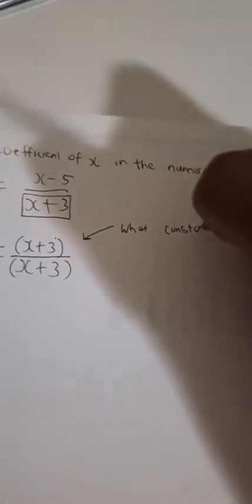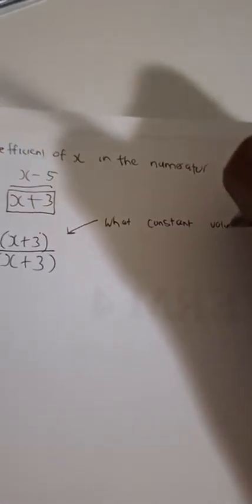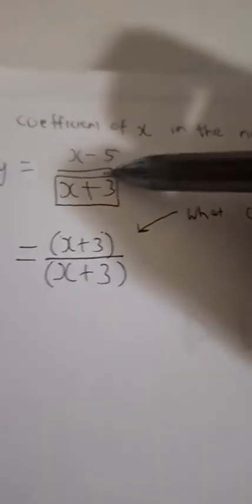Then you need to ask yourself a question. What constant value can we add to 3, to positive 3, to get minus 5? So what can we add or subtract? Let's say add or subtract.